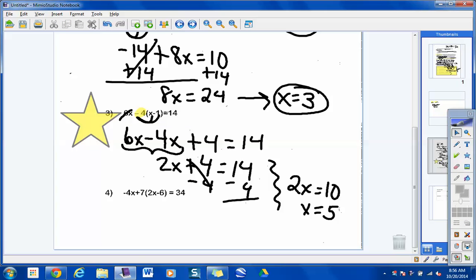Okay, kiddos, here we go. I'm going to bring that negative 4x straight down. Okay, you guys tell me about the distribution part. What am I going to write after negative 4x? Raise your hand, please. What am I going to write after negative 4x? Plus 7.